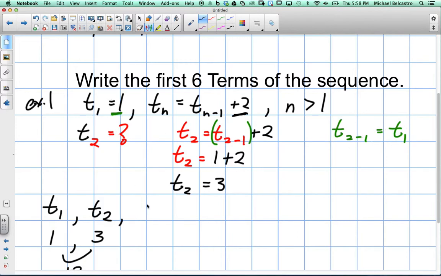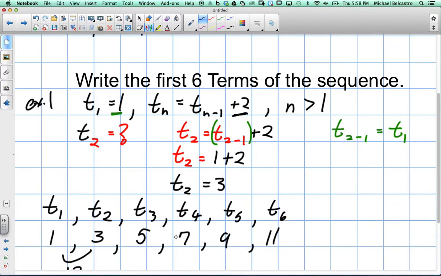So let's continue this pattern because the number 2 is what we're increasing by. After 3, if we go up by 2, we'd be at 5. That would be the third term. The fourth term, we increase that by 2, it would be 7. The fifth term, we increase that by 2, it would be 9. And then finally, the sixth term, we increase that by 2, would be 11. So those are the first 1, 2, 3, 4, 5, 6 terms in this sequence.